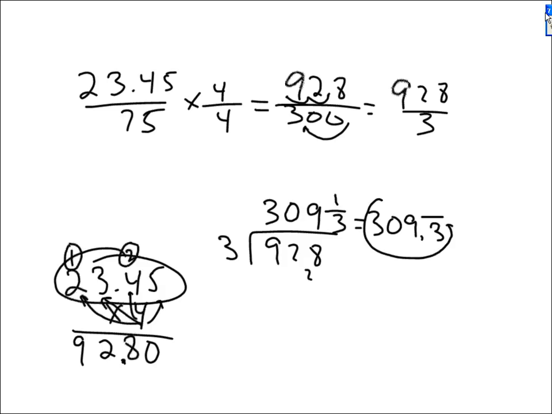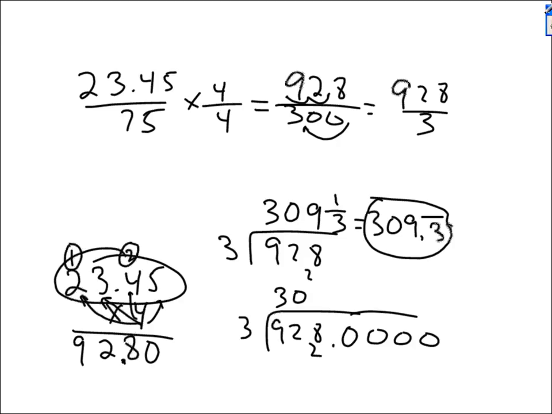What does this mean? 309.33333333 forever. Okay, if you really want to see that this 3 goes on forever, there's a 2 there. So you put as many zeros as you like after the decimal. Because 928 is 928.000 forever.